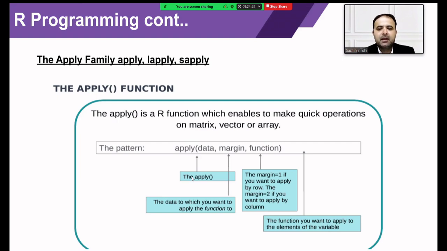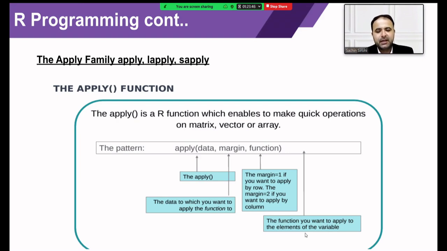So the pattern, apply: the second is the margin, the data which you want to apply the function to, and third option is the function. The margin equals 1 if you want to apply by row, and margin 2 if you want to apply by the column. So 1 means row and 2 means column. The function you want to apply to the element of the variable.